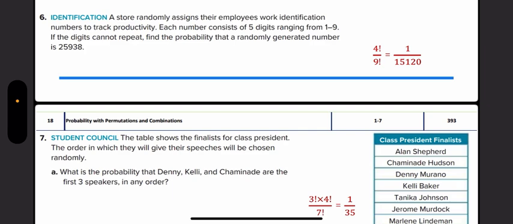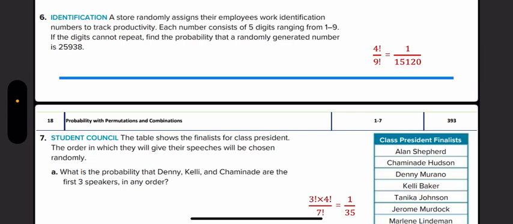Ask yourself, how many digits am I choosing from? Actually, Shahab, we are choosing from 1 to 9. Any digit from 1 to 9. This means how many digits? 9 digits. I'm choosing from 9 digits, which means 9 factorial in the denominator.